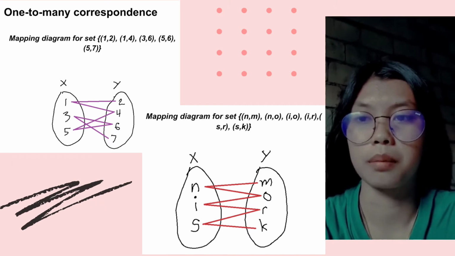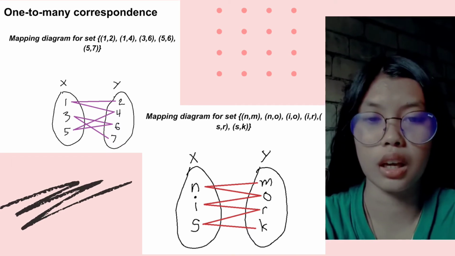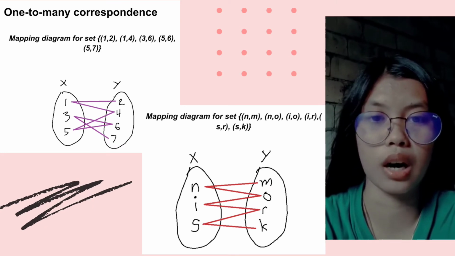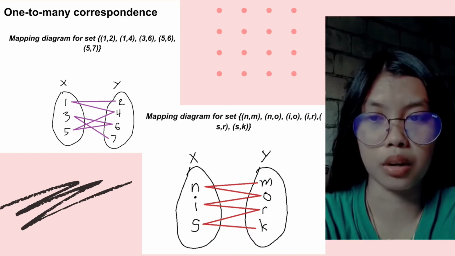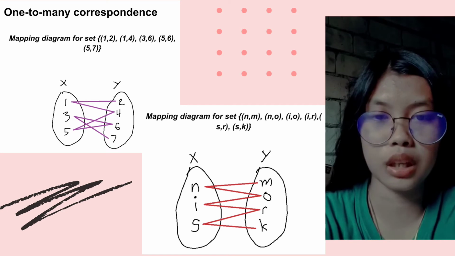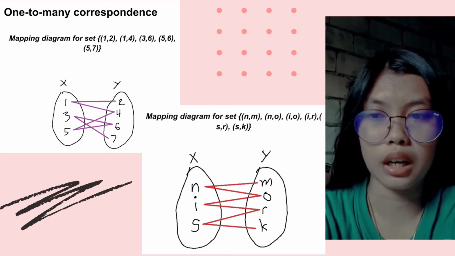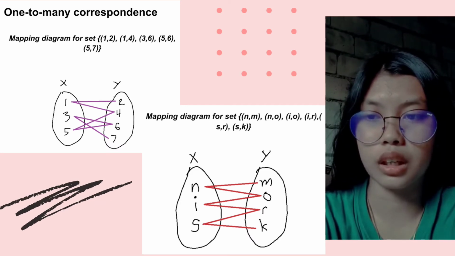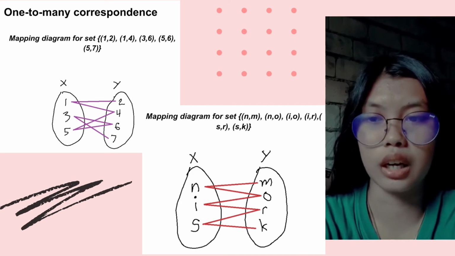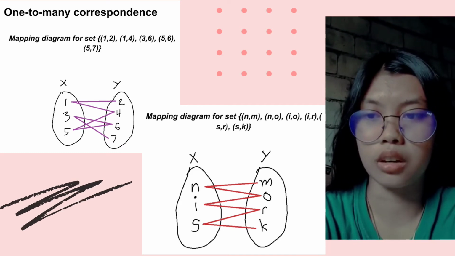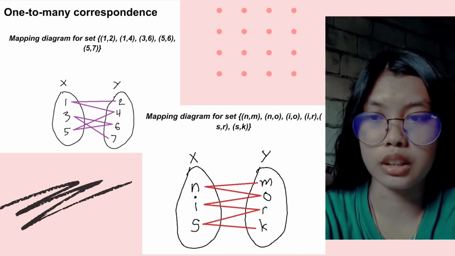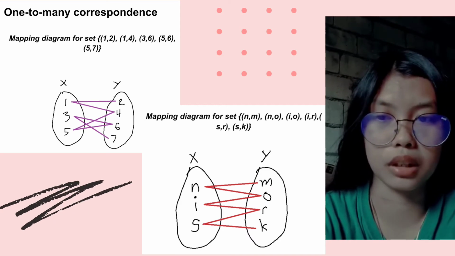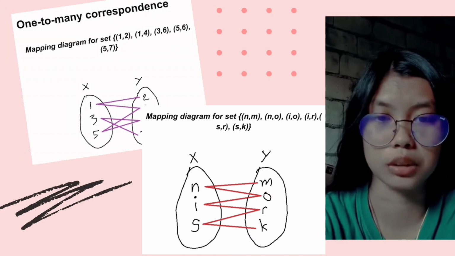Mapping diagram for the set quantity: NM, NO, IO, IR, SR, SK. Let's use letters for this example. Input N results in outputs M and O. Input I results in outputs O and R, and input S results in outputs R and K. If you are uncertain of the true output for the relation, then this is not a function because it has a one-to-many correspondence.